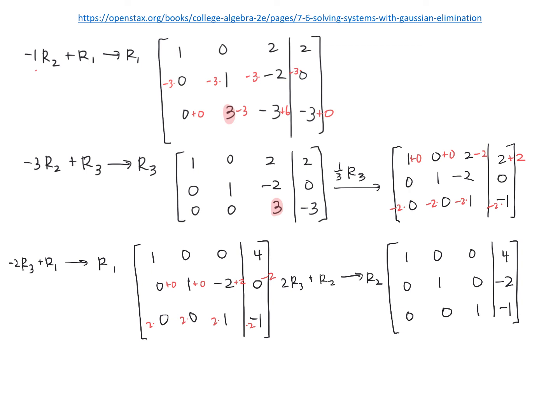Due to space, I'm going to be putting my solutions up here. We have x equals 4, y equals negative 2, and z equals negative 1. You can also write this as an ordered triple, the x, the y, and the z. So 4, negative 2, negative 1.